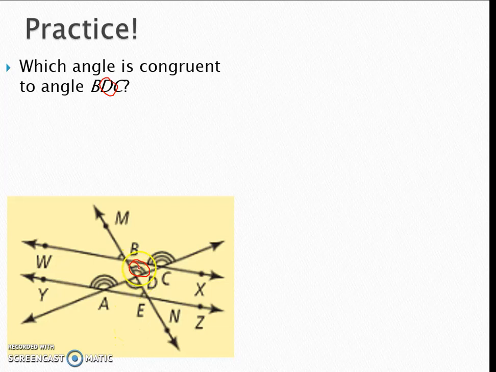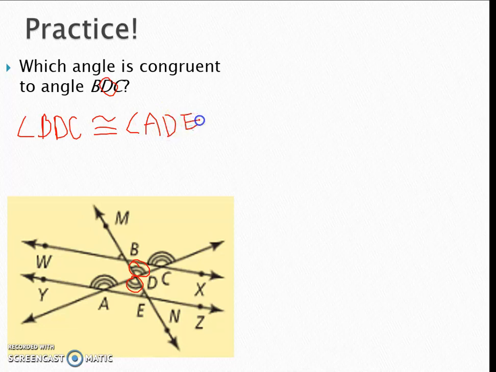Vertical angles are congruent. So congruent will be this one right here. That will be congruent to that, right? So vertical angles are congruent. If this is 85, this will be 85. So we're going to write angle BDC is congruent, the congruent symbol is a curve and an equal sign, to angle ADE. ADE is right there. So those are congruent.